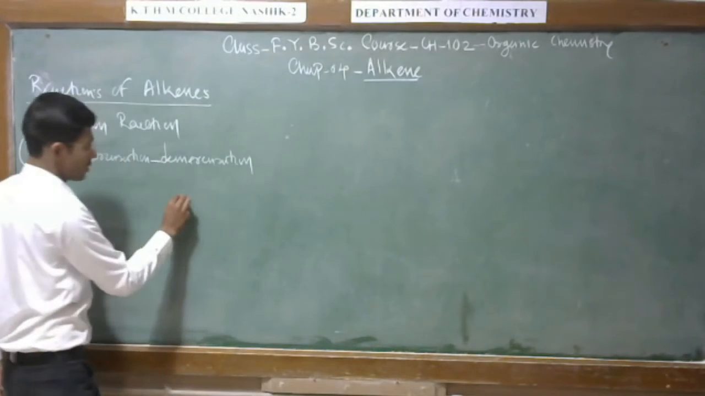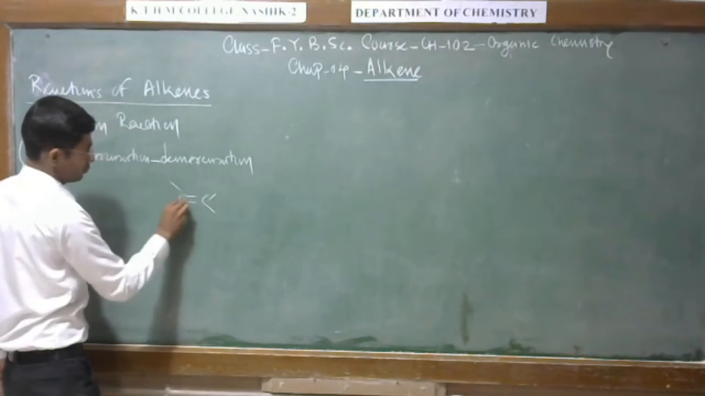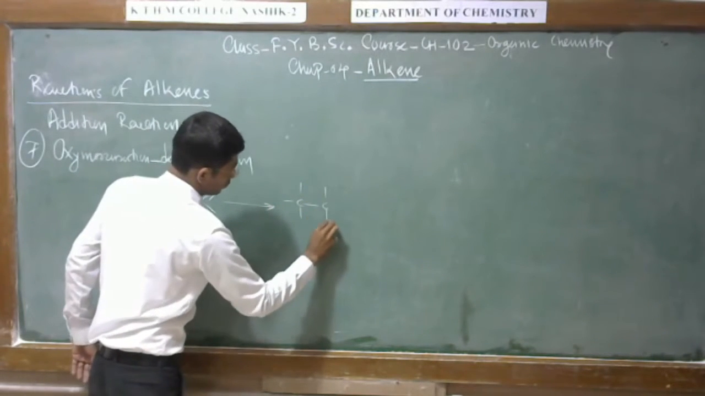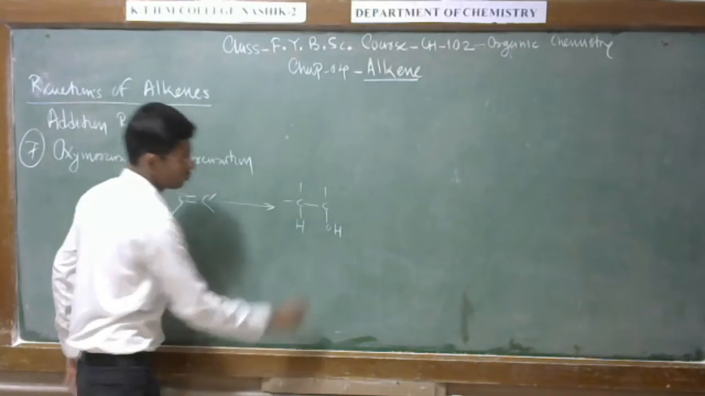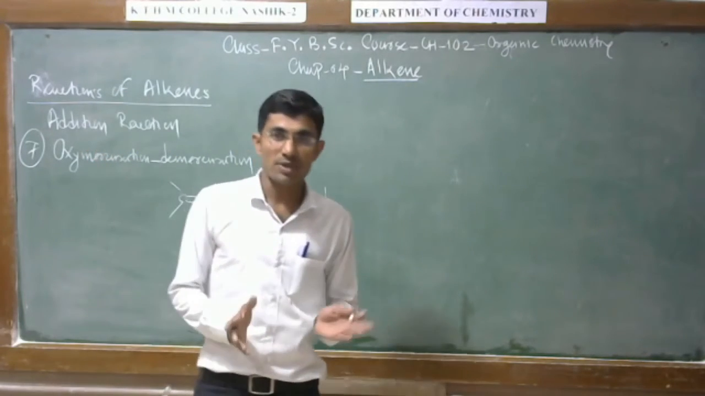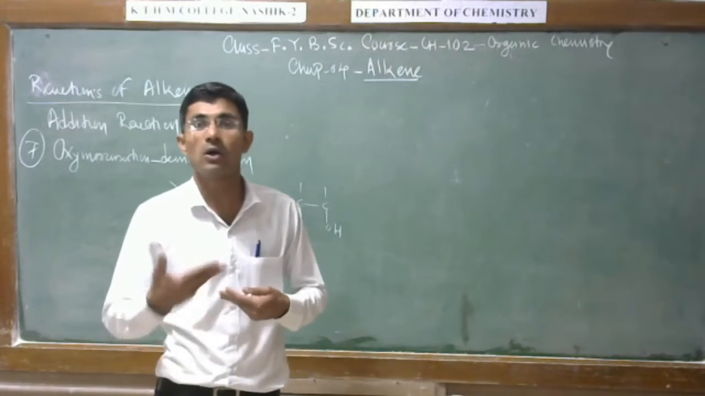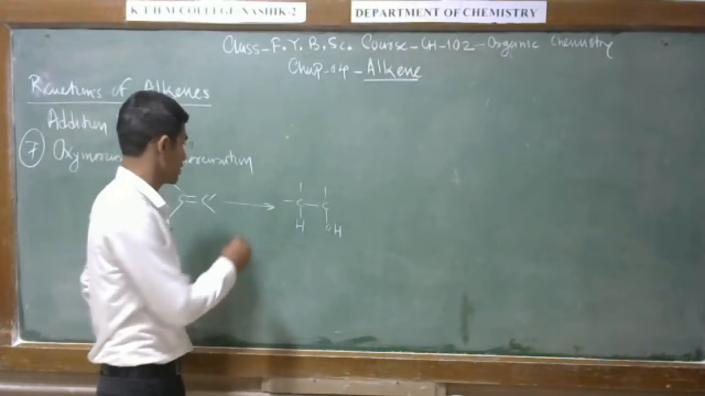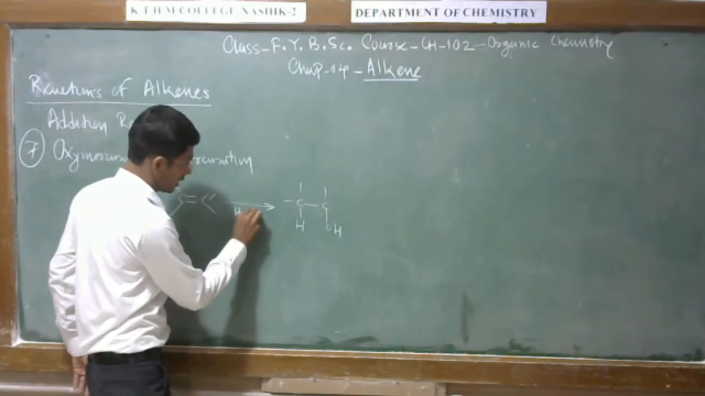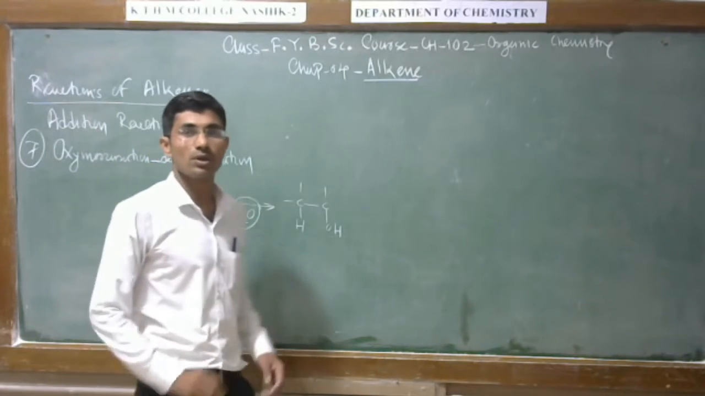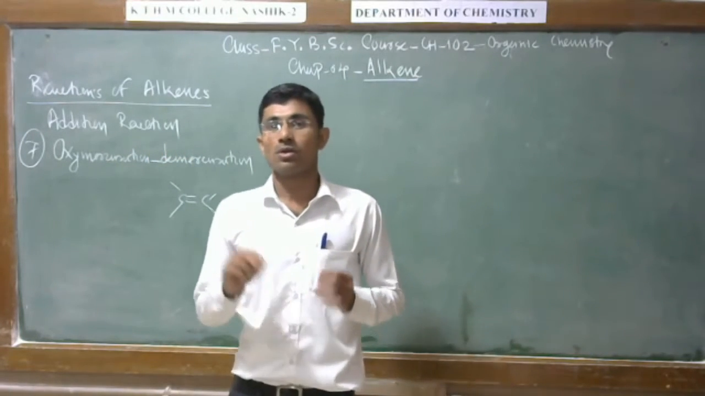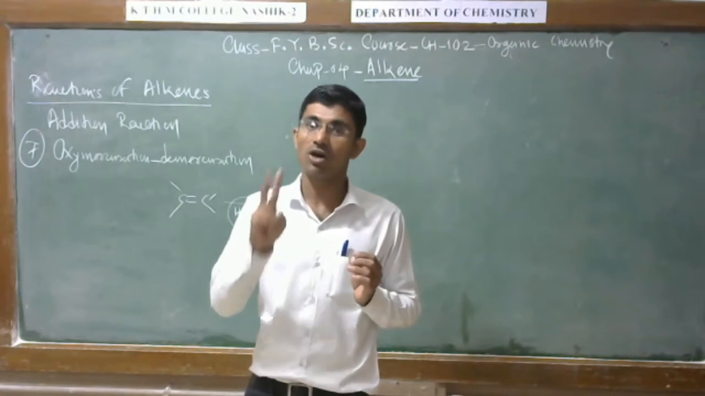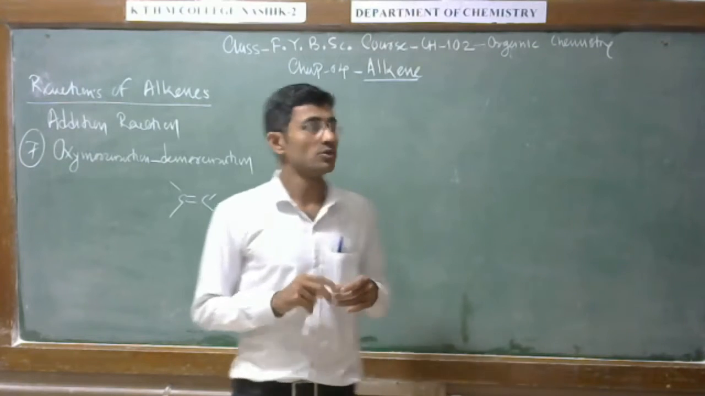With the help of this reaction, we can prepare the alcohol compounds. So overall in this reaction what happens? Addition of water is occurring. Addition of water means hydration reaction. So this oxymercuration-demercuration reaction involves 2 steps.